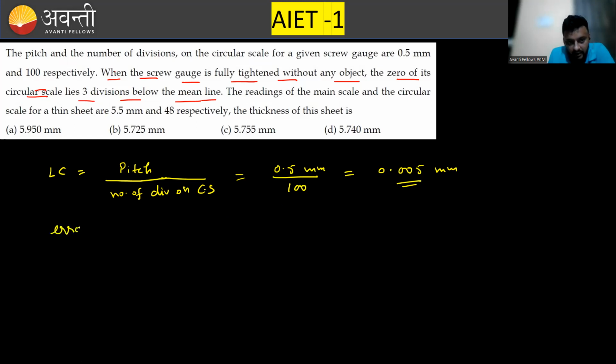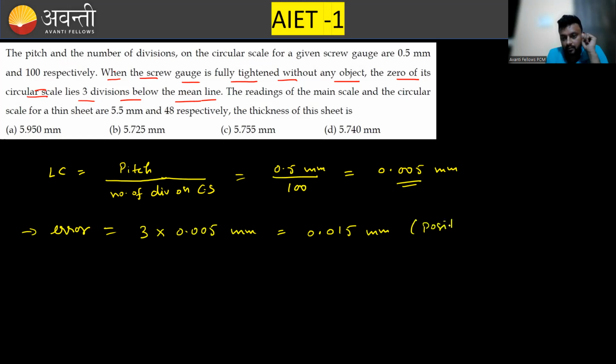So I can calculate the error in the instrument, which is called the zero error. It is three divisions, where each division is 0.005 mm. So 5 threes are 15, that is 0.015 mm. This is the error in the instrument, the zero error, and this error is positive in nature. Why? Because it is below. If it was above the main line, then it would be a negative error.